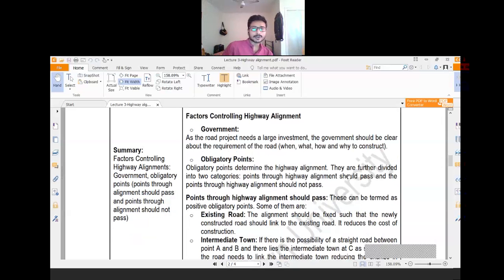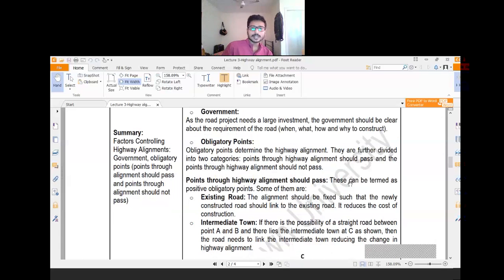Then obligatory points. Obligatory points means there are different stations and points through which the alignment should pass, and some points through which the alignment should not pass. The points through which an alignment should pass, or a road should be constructed, are called positive obligatory points, and the points through which alignment should not pass are called negative obligatory points. Now, what are these positive obligatory points? What are the different points through which our alignment should pass?